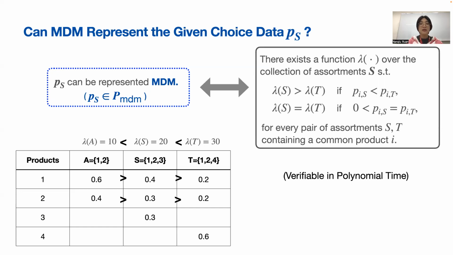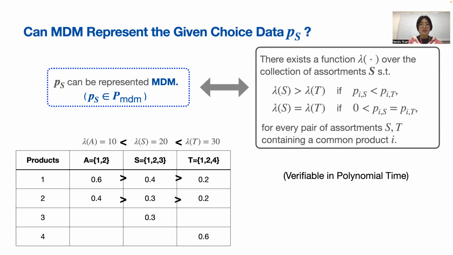These conditions are that there exists a function lambda over the collection of assortments such that for a product i and a pair of assortments S and T, if the choice probability of product i in assortment S is less than the choice probability in T, then lambda S is greater than lambda T. If this pair of choice probabilities are positive and identical, then lambda S equals lambda T.